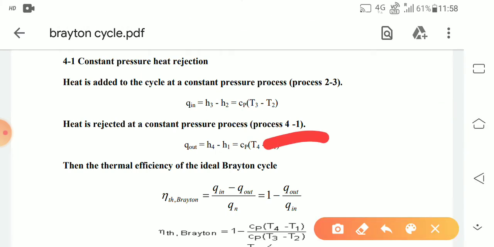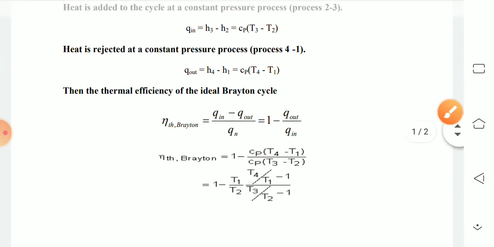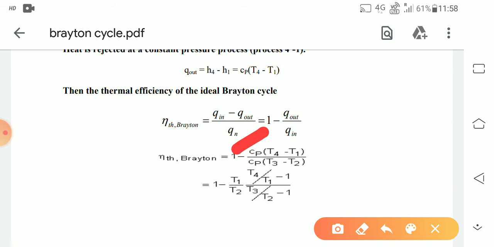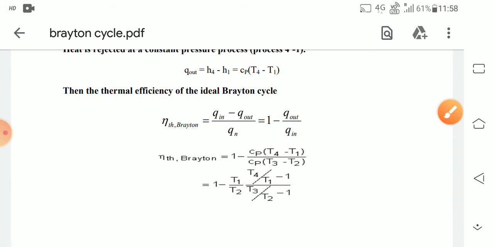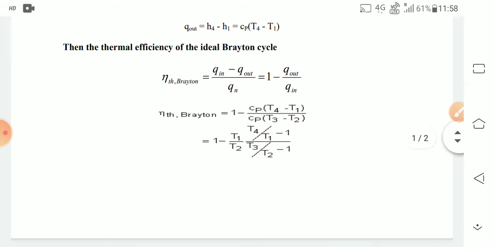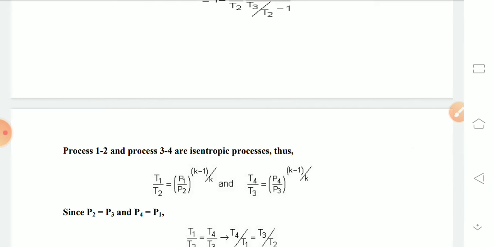Substitute these values in this equation, and you can write the efficiency of the Brayton cycle as 1 minus Cp into T4 minus T1, divided by Cp into T3 minus T2. Here I take T1 common from the upper part, and in the lower part I take T2 common. So you can write 1 minus T1 by T2 into T4 by T1 minus 1, divided by T3 by T2 minus 1.